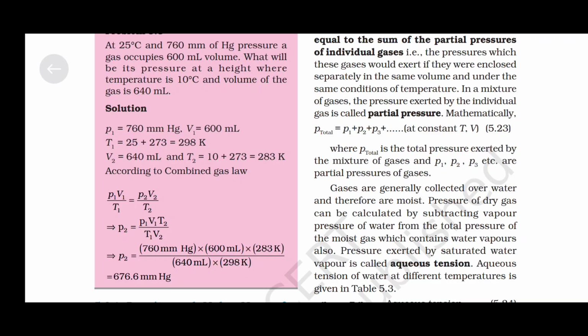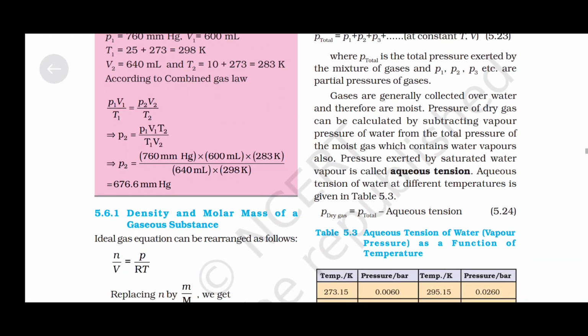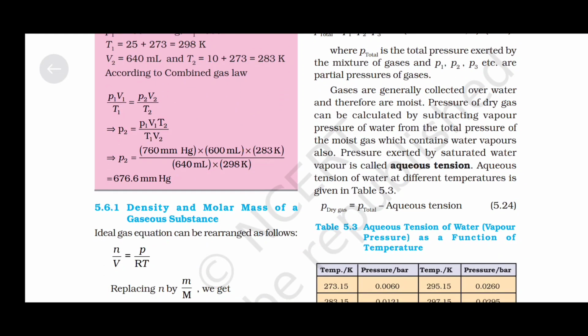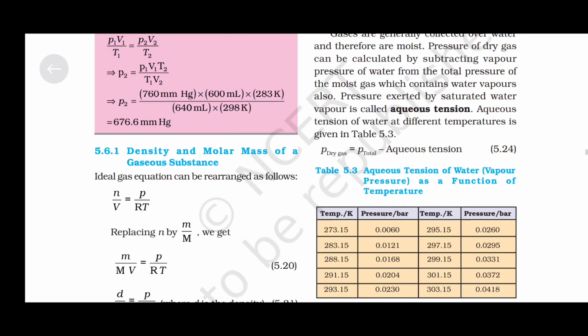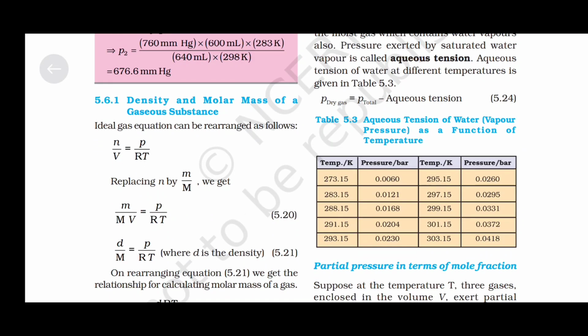Gases are generally collected over water and therefore are moist. Pressure of dry gas can be calculated by subtracting vapor pressure of water from total pressure of the moist gas, which contains water vapors also. Pressure exerted by saturated water vapor is called aqueous tension. Aqueous tension of water at different temperatures is given in table 5.3. Pressure of a dry gas is equal to pressure total minus aqueous tension.